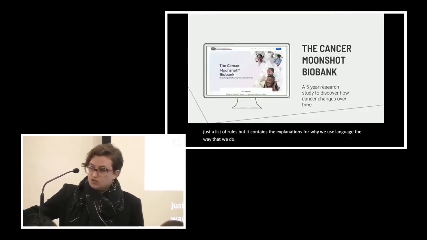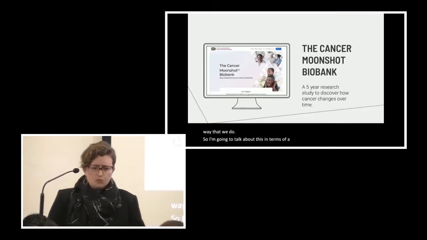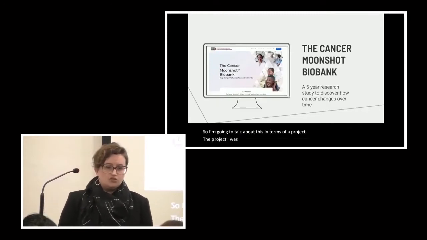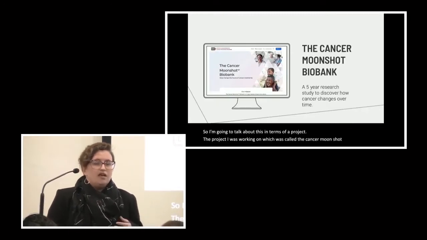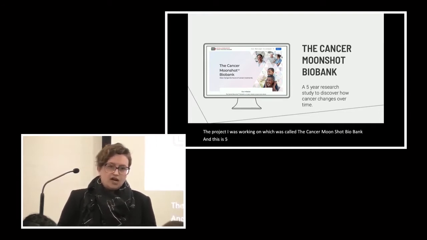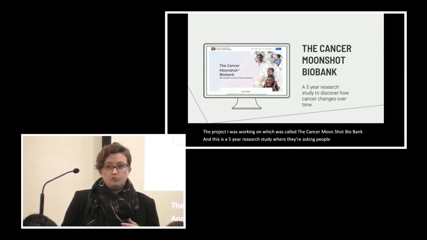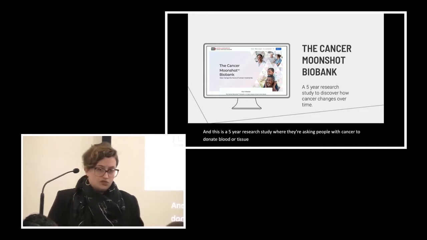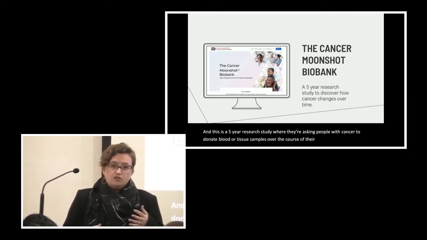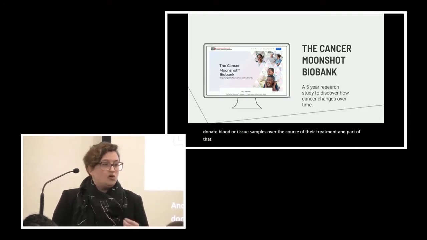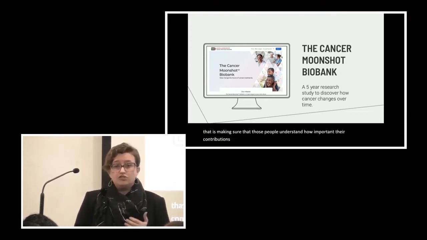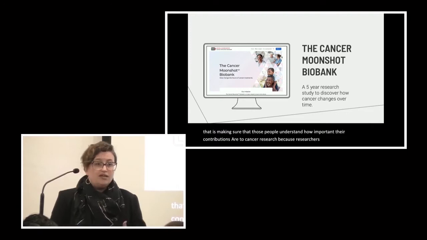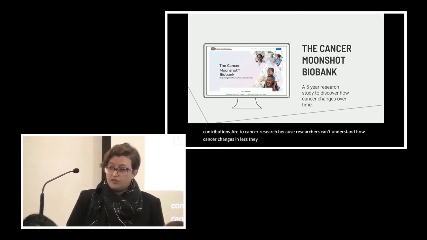So I'm going to talk about this in terms of a project, the project I was working on, which was called the Cancer Moonshot Biobank. And this is a 5-year research study where they're asking people with cancer to donate blood or tissue samples over the course of their treatment. And part of that is making sure that those people understand how important their contributions are to cancer research, because researchers can't understand how cancer changes unless they have samples to work with.